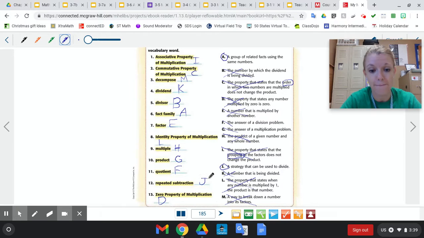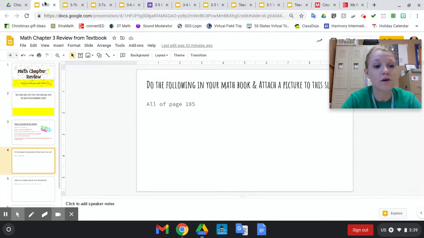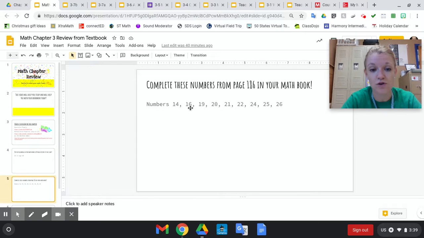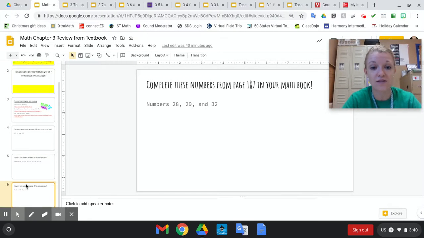Boom. Okay, now that we've completed this page, what you need to do is go on to the next page, and you need to complete the problems on here that we put on this document. So, on page 186, you're going to do numbers 14, 16, 19, 20, 21, 22, 24, 25, and 26. And then on page 187, you're going to do these three problems, 28, 29, and 32. Do them in your book.